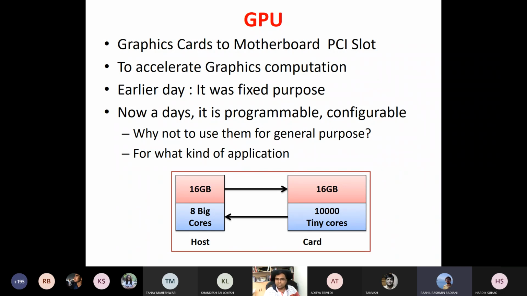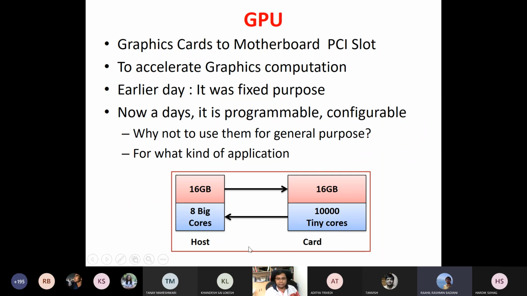Have you heard about CNN, DNN, neural network computations? Nowadays all neural network, tensor and matrix computations are being sped up by GPU. Even Python libraries are trying to use GPU. So why not study a little bit of GPU in the high performance computing course? It will be only one class, not more than that. One class will be sufficient.